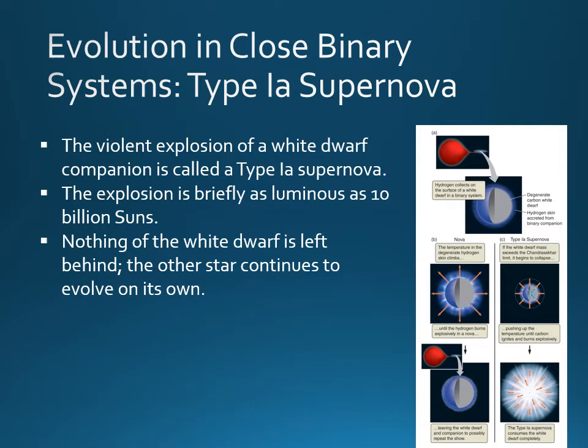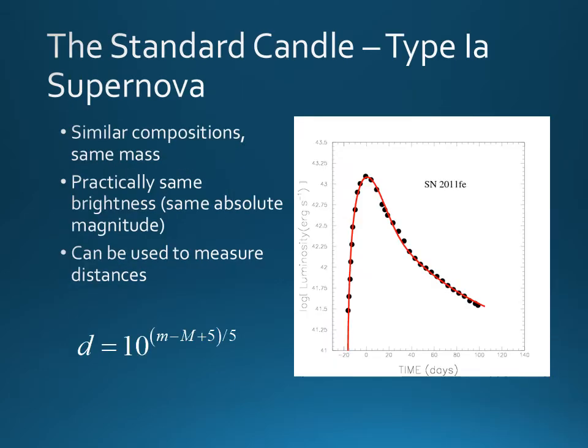The violent explosion of a white dwarf companion is called a type 1a supernova. The explosion is briefly as luminous as 10 billion suns. Nothing of the white dwarf is left behind. The other star continues to evolve on its own. Type 1a supernovae are recognized by their light curve. All type 1a supernovae have the same light curve. They have similar composition and the same mass, and practically the same brightness, which is the same absolute magnitude. They can be used to measure distances to distant galaxies since they are so bright and can be seen across most of the universe.